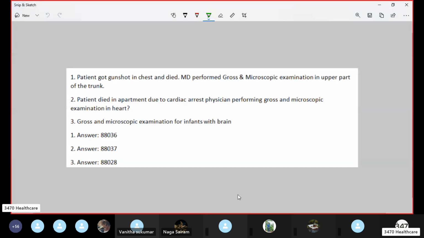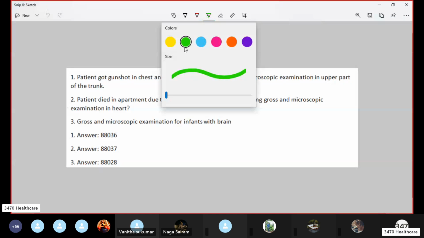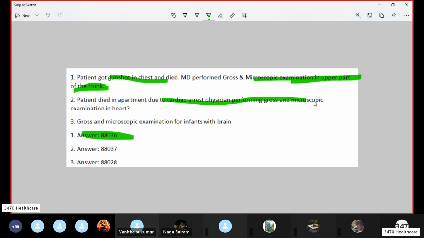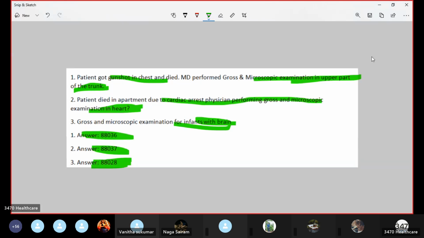Okay, everyone clear, right? First one is gunshot wound in chest: gross examination of the upper part of the trunk, so W036. Then gross and microscopic examination of the heart, W037. Then infant's brain, W028. Okay, everyone clear? Any doubts?